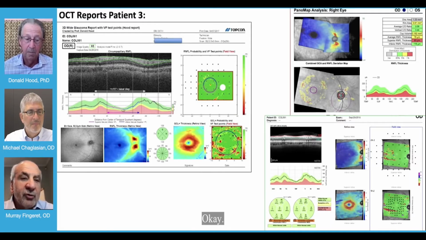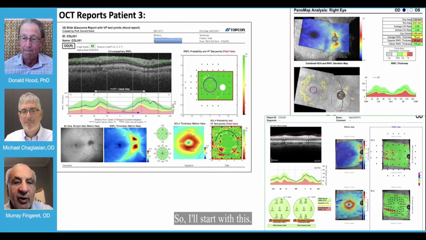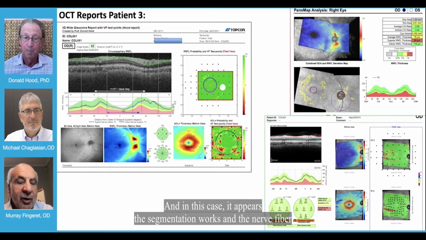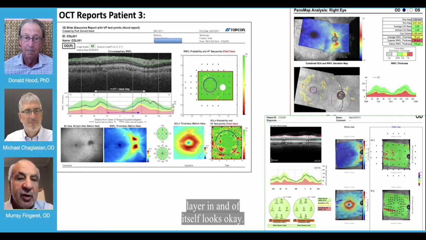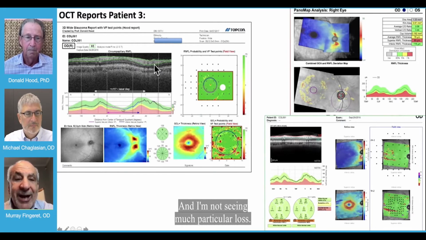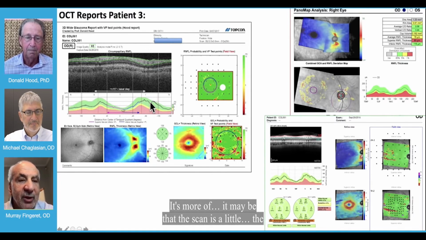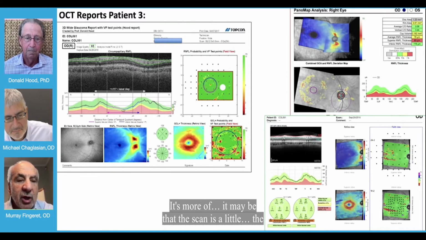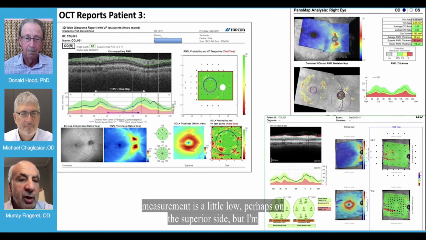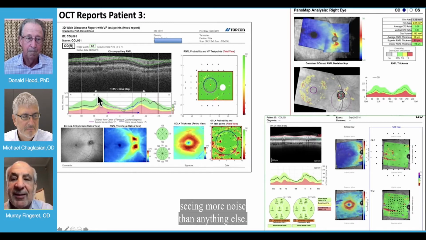Patient 3. Okay, so I'll start with this. And in this case, it appears the segmentation works and the nerve fiber layer in and of itself looks okay. And I'm not seeing much particular loss. It may be that the measurement's a little low, perhaps on the superior side, but I'm seeing more noise than anything else.